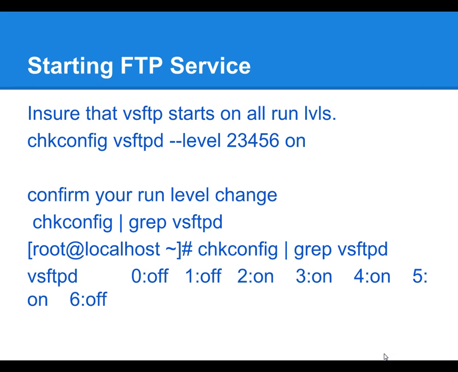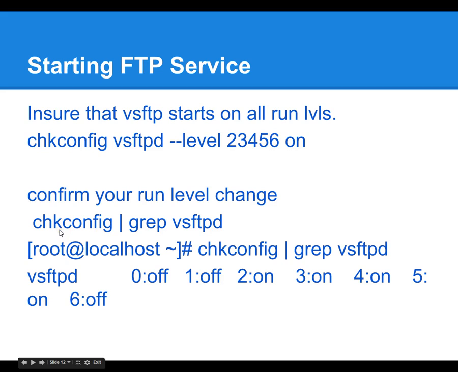So you do that by using the chkconfig command, vsftpd, which is the name of the service or the daemon that we install, double hyphen level, and then you type the run levels 2, 3, 4, 5, and 6, and you type on. This is sort of a typo. 6 is actually not a run level; it's more of a reboot state. But for run levels 2, 3, 4, and 5, I've elected to have it on.